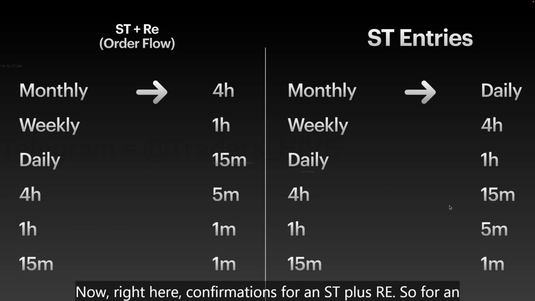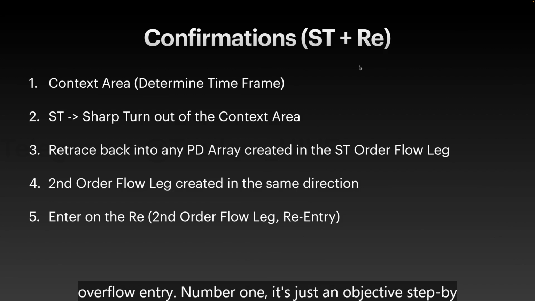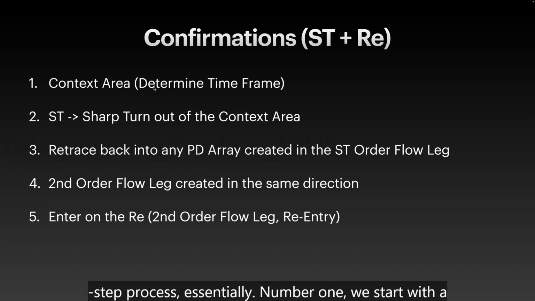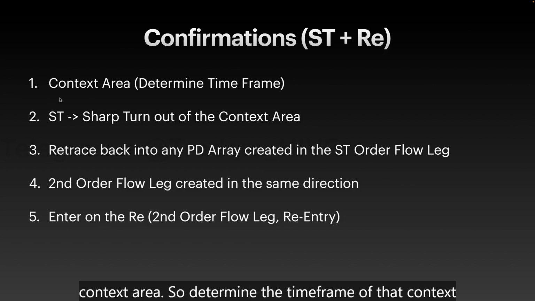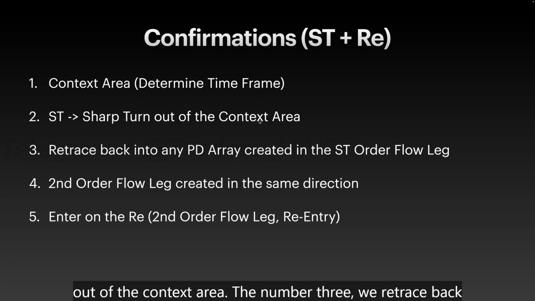Now, right here, confirmations for an ST plus RE. So for an order flow entry, it's just an objective step-by-step process essentially. Number one, we start with a context area. So determine the time frame of that context area. Number two, we have an ST. So we have a sharp turn out of the context area.